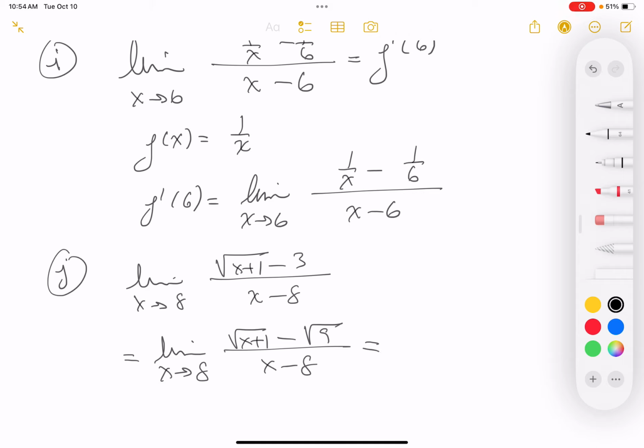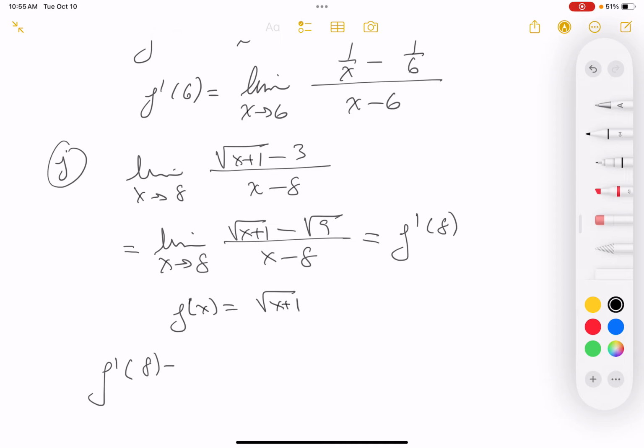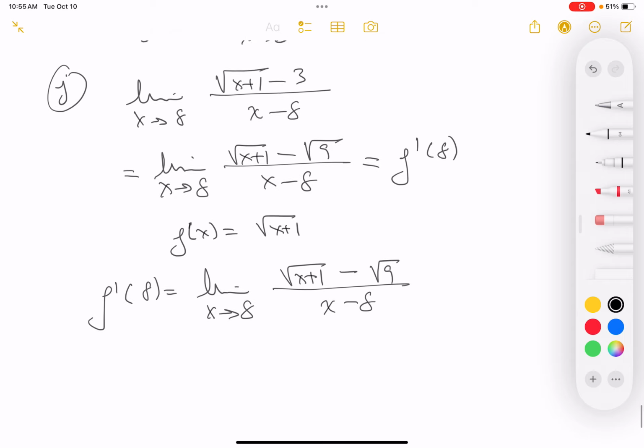So I start to recognize that this is a derivative at the number 8, and I'll check it out in a moment, by the way, with the understanding that f of x is the root of x plus 1. Let me just check it. F prime at 8 would be the limit as x goes to 8 of f of x, which is the root of x plus 1, minus that function evaluated at 8, which is the root of 9, over x minus 8. And that stands to reason. So that one's done. That's letter J. Let me make sure, looking over that. Yep, letter J. We just did that.